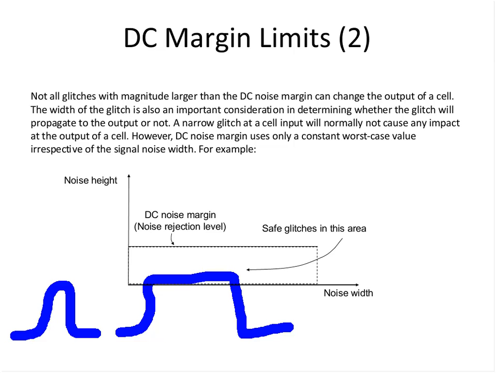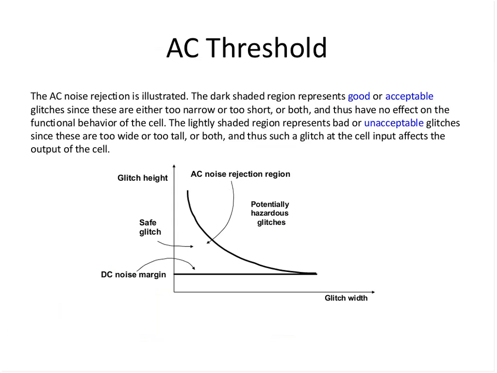A narrow glitch at the cell input will normally not cause any impact. However, DC noise margin uses only a constant worst case value, so it does not take into account the width of the noise. Earlier noise analysis algorithms, let's say 3-4 years back, used only the height of the noise bump to propagate the glitch. But nowadays PrimeTime also uses AC analysis and takes into account the width of the glitch. So this is what AC threshold is all about.